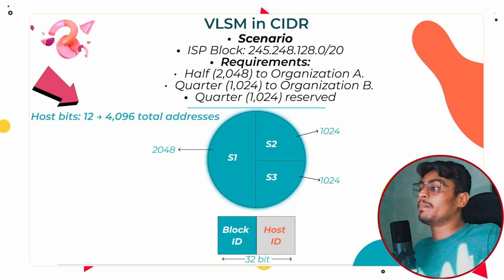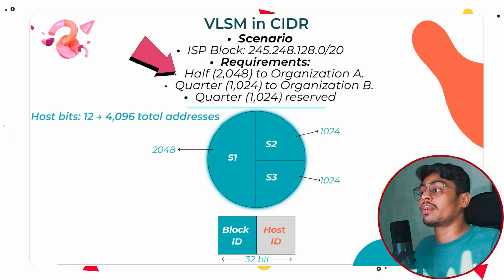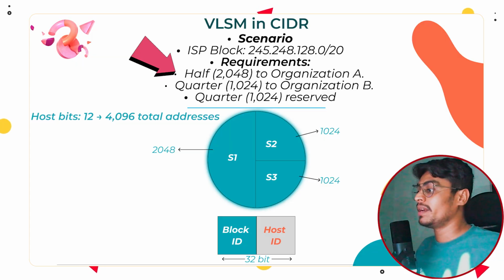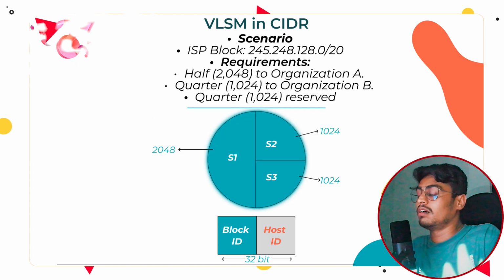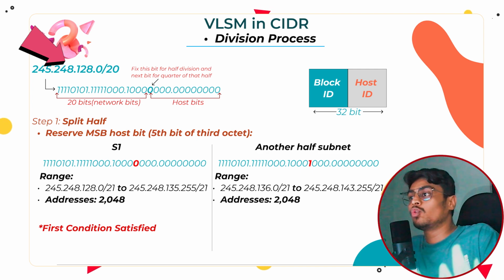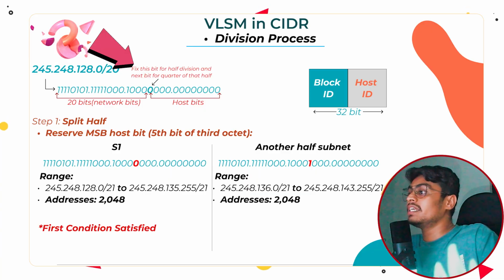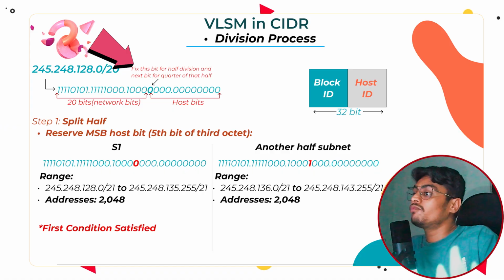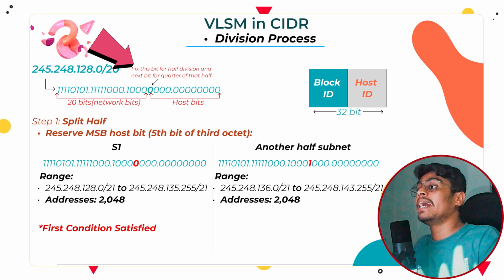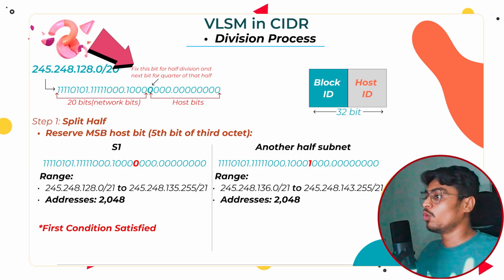And what is the ISP's requirement? Give half of the addresses to one organization, then give a quarter of the addresses to another organization, and keep the remaining quarter for future use. Okay, this is the ISP's requirement. So how do we implement this subnetting? The very first step is understanding the network structure. 245.248.128.0/20. Opening the third octet, 128, binary 1 followed by 7 zeros. Network bits are the first 4 bits, 1000, host bits are the last 4 bits, 0000, plus the entire fourth octet of 8 bits, so 12 host bits total.